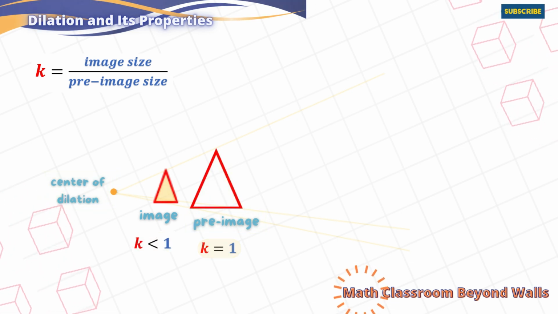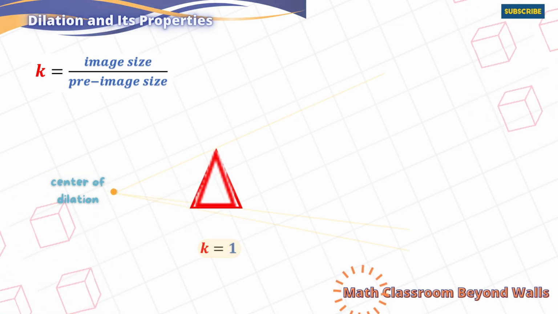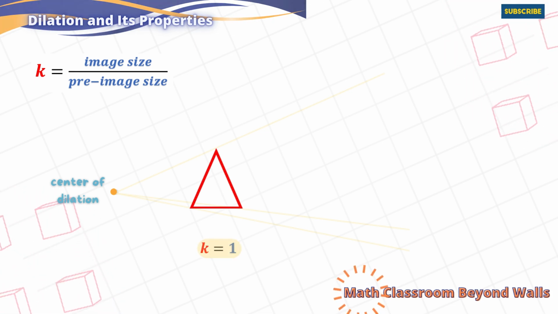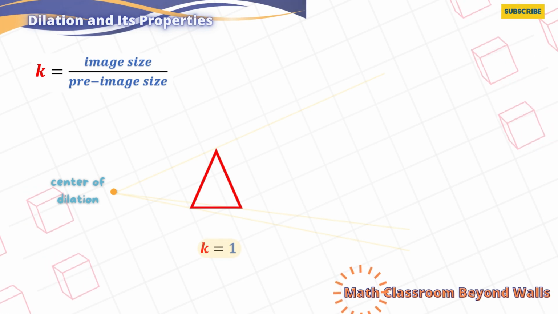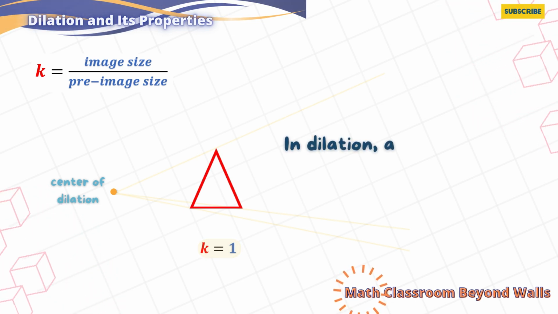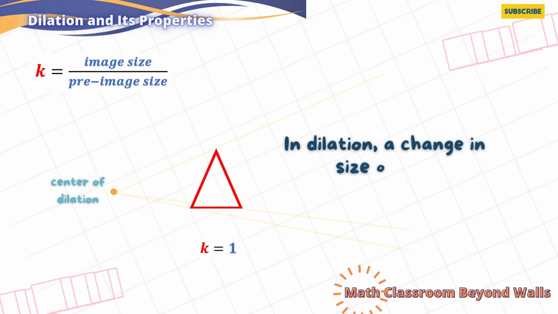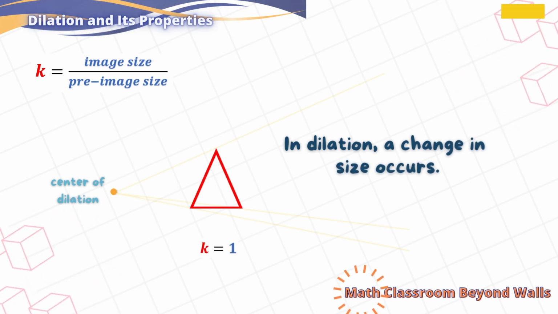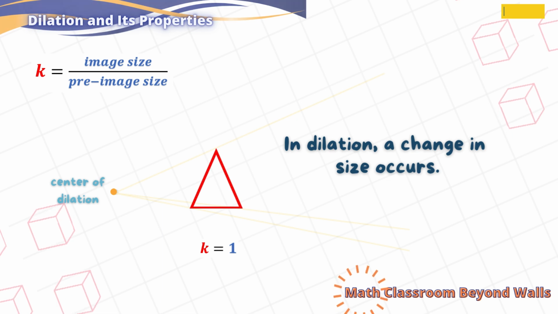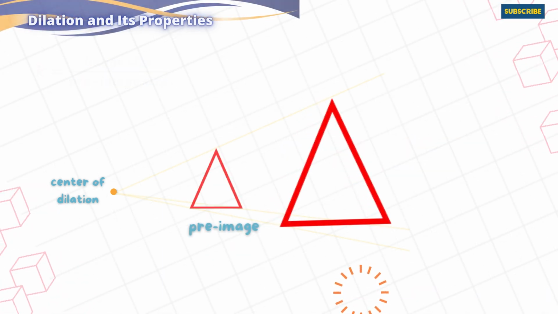Take note that when K is 1, there is no dilation that takes place, for at this point, the pre-image has the same size as the image. Remember that in dilation, a change in size occurs. I hope you're able to follow this, learners. For this video lesson, we will limit our discussion to positive K only.